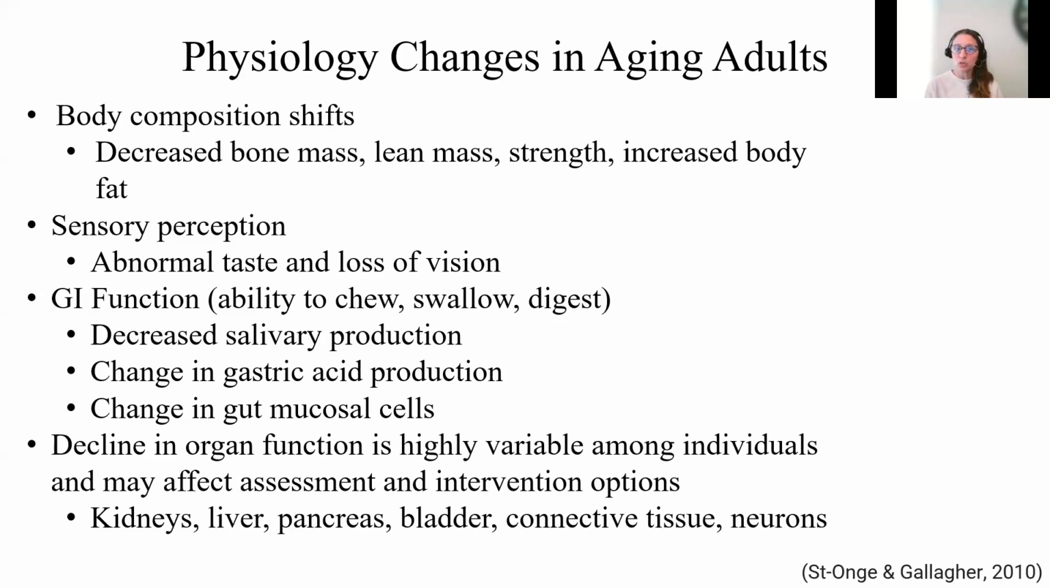Although it's very individualized, organ function can be shifted or changed in someone who is aging, and considering how are the kidneys functioning, is there a decrease in kidney function in that glomerular filtration rate? How about the liver? How about the pancreas, the bladder, connective tissue, neurons? And all of these areas might impact, like with neurons, I think of impaired memory, reflexes, coordination, and this can impact feeding ability to feed ourselves and even just to remember to eat.